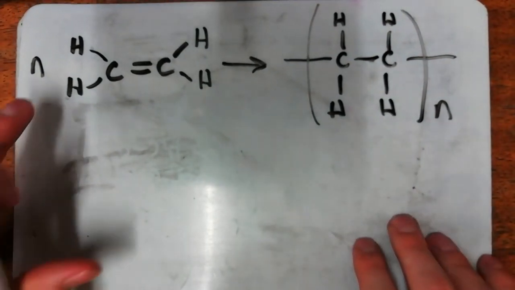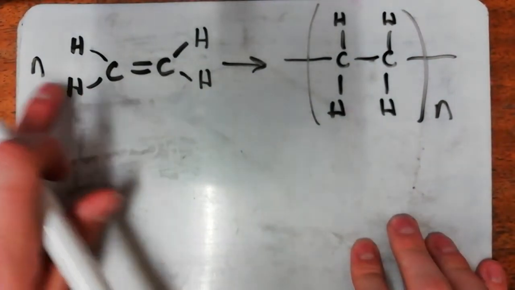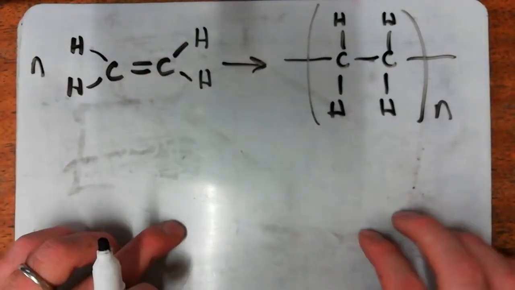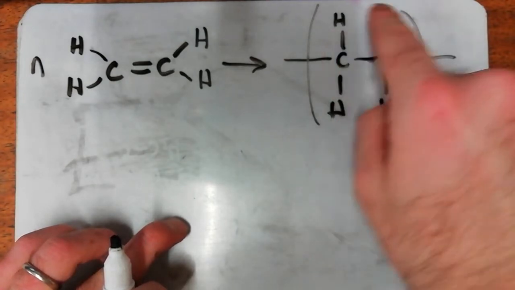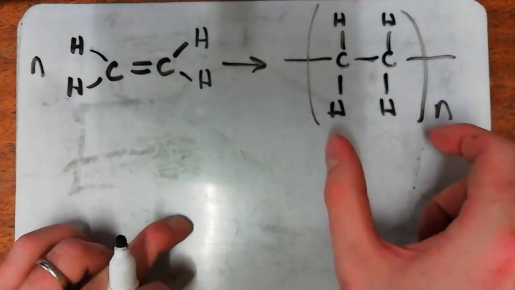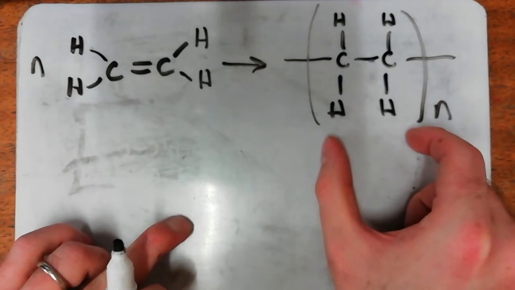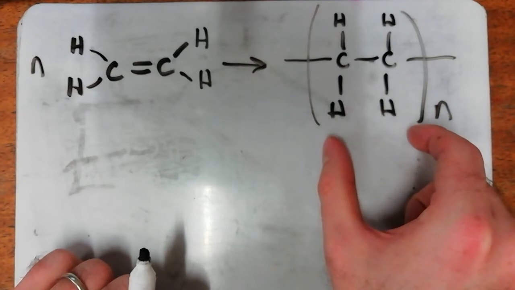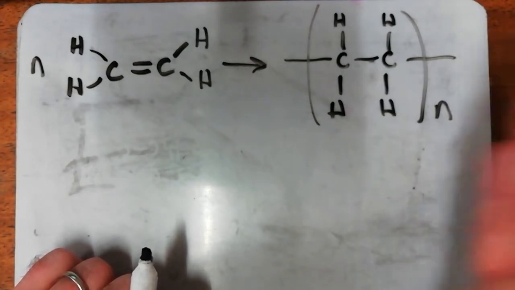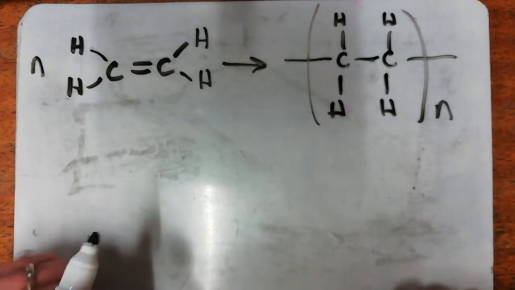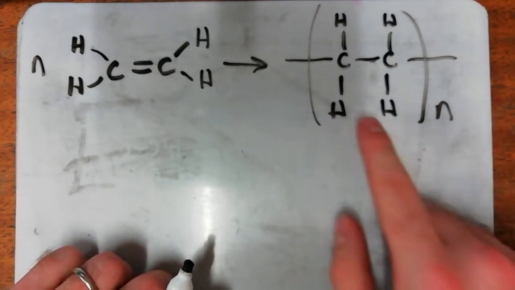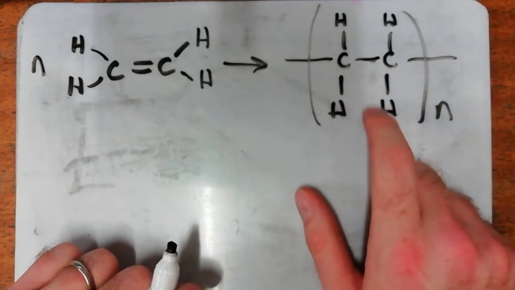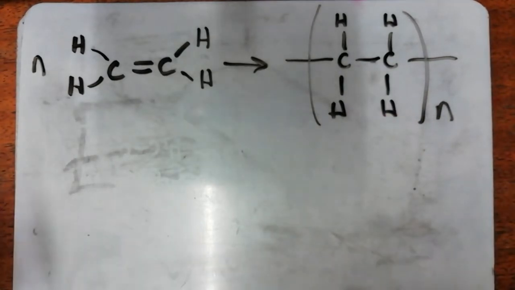Alright, now that n just stands for number. So let's say the number is 50, that means I'm going to have 50 ethene molecules to begin with, and I'll have 50 repeating units of this section in a chain. So those brackets in there is what's called a repeating unit. It basically means that I will have this section repeated n number of times in a chain. So if n is 4, I'll just have this 4 times over, so I'll have 8 carbons in my chain. But if n is 12,000, I'll have 12,000 of this unit repeated in a chain.